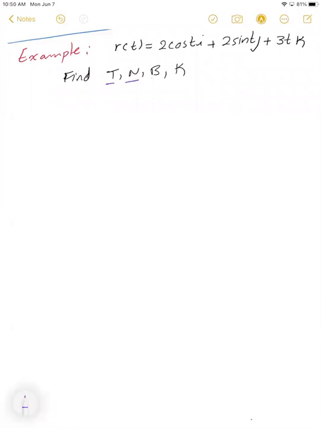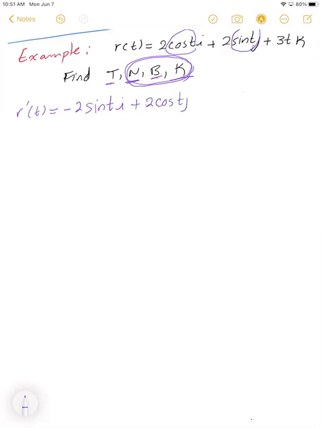Let's look at another example here. For this example, we are going to find T, the unit tangent vector, the principal unit normal vector, the binormal vector, and curvature again. So to find any of these vectors or scalars, we need to find the unit tangent vector. To find the unit tangent vector, we have to find r prime. So let me find r prime of t. R prime is minus 2 sine of t i, because the derivative of cosine is negative sine. Derivative of sine is just positive cosine, so we get positive 2 cosine of t j. Derivative of 3t is just 3k.